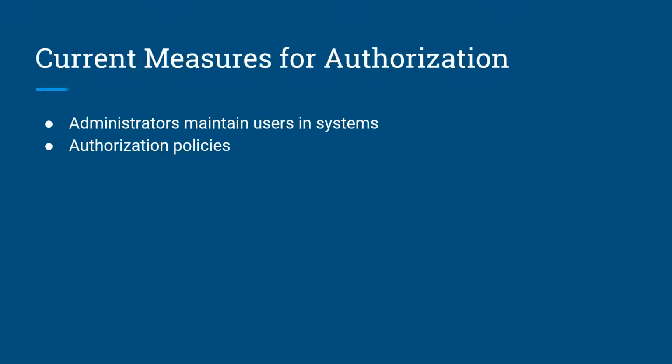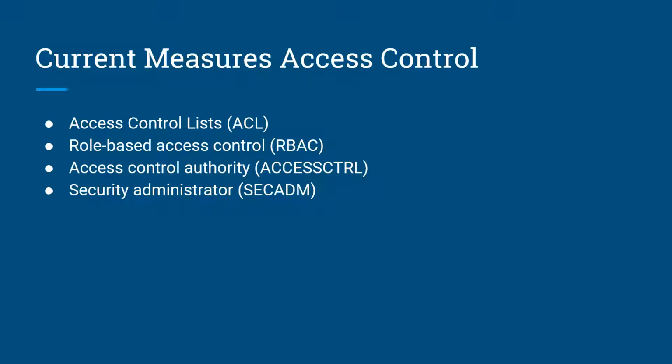Current measures for authorization. Administrators will ensure the right people have access to systems and their permissions are correct. Authorization policies will be created to outline the permissions granted or denied for different users. The current measures for access control include access control lists, role-based access control authority, and security administrator.